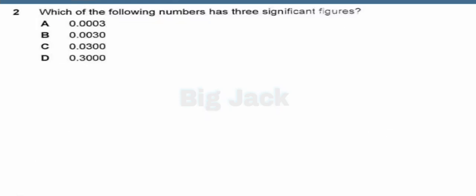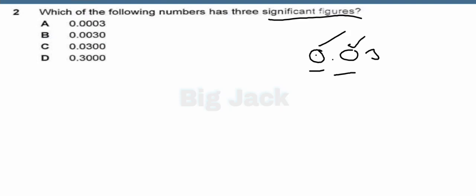To the next one. The next one is saying, which of the following numbers has 3 significant figures? So in physics, when you're dealing with significant figures, it's very, very important to remember the rules. If you have a number like 0.03, one thing you need to know is that the zeros on the left side, we consider them to be significant figures, meaning this 0 here and this one here are all significant figures. How many significant figures do we have here? We can say we have 1, 2, 3. So here we have 3 significant figures.